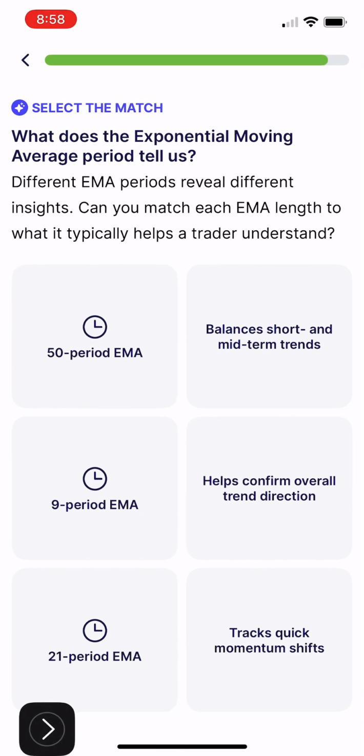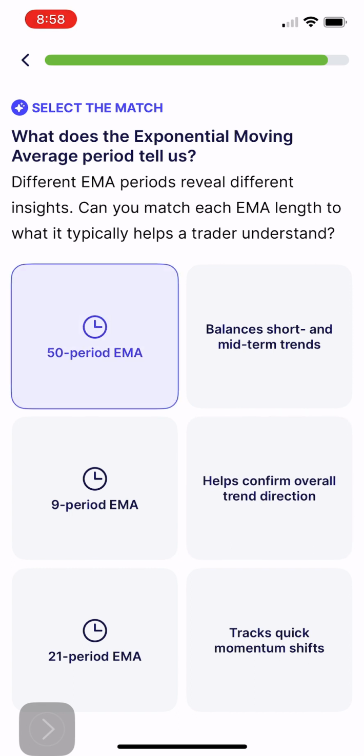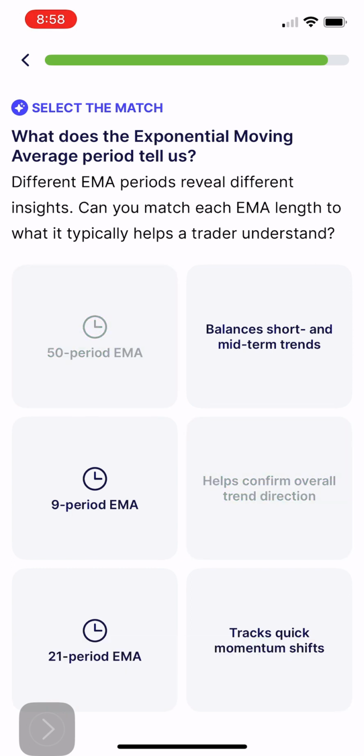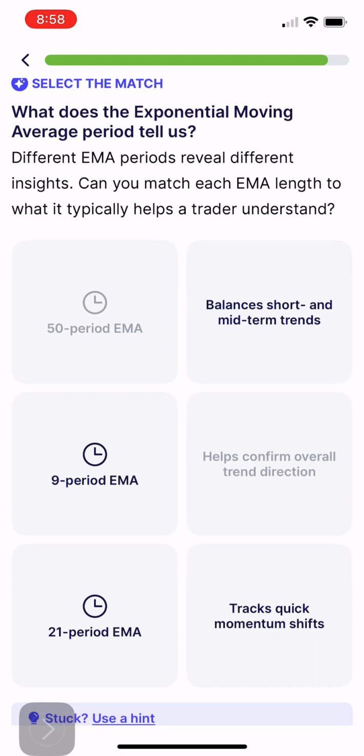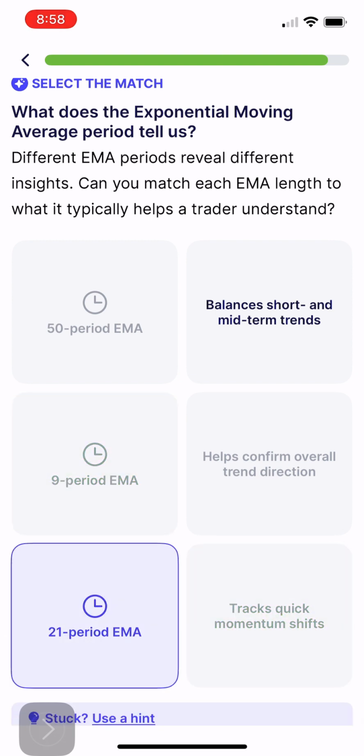Select the match. What does the exponential moving average period tell us? Different EMA periods reveal different insights. Can you match each EMA length to what it typically helps a trader understand? Balances short and mid-term trends. 50-period EMA helps confirm overall trend direction. 9-period EMA tracks quick momentum shifts. 21-period EMA.